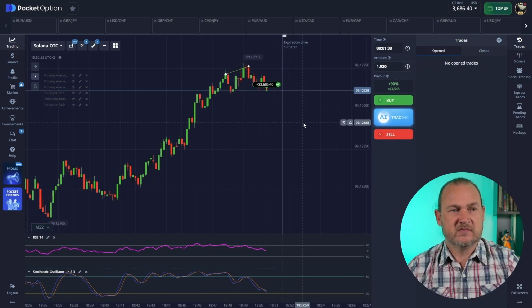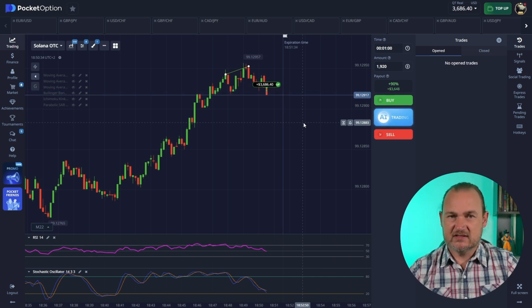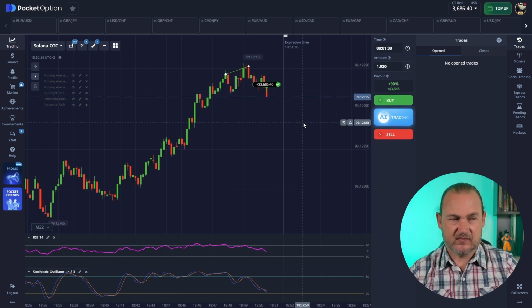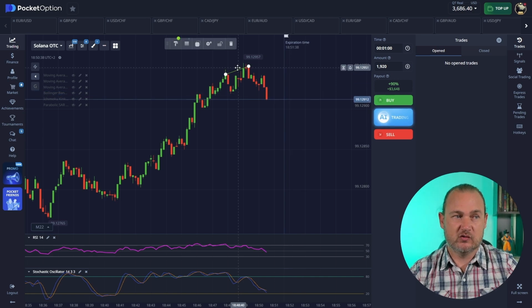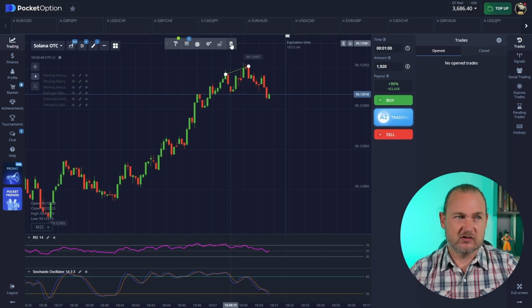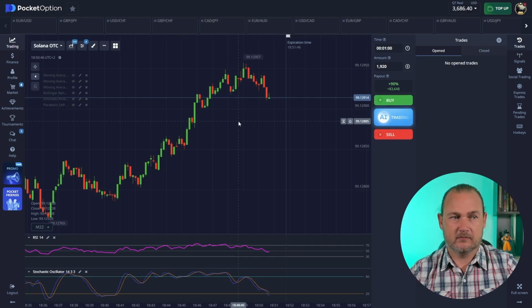There we go. So remember, divergence always needs a few candles to play out. So whatever time frame you are watching, give it a few candles to play out. If you are trading off a 1 minute chart, don't take 1 minute expiries.